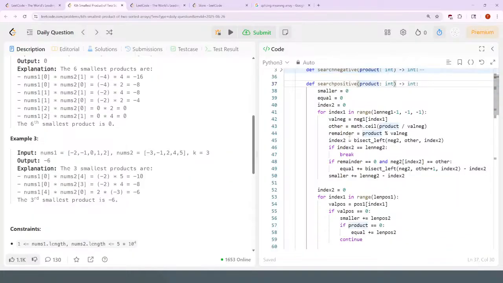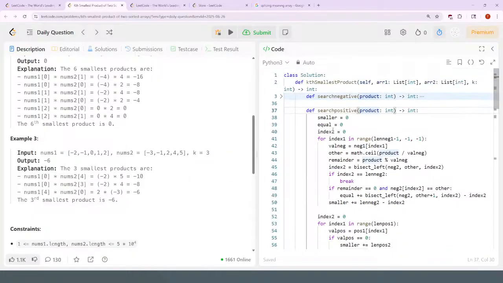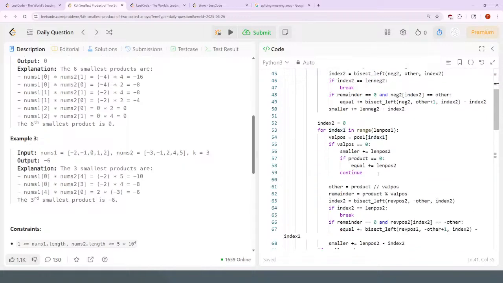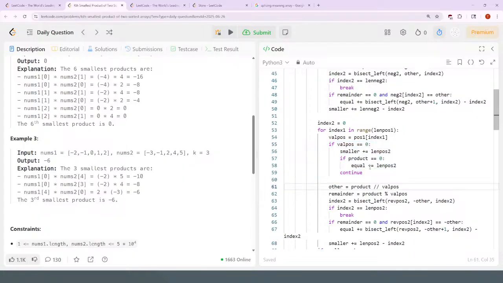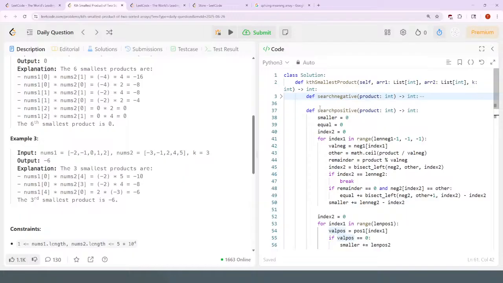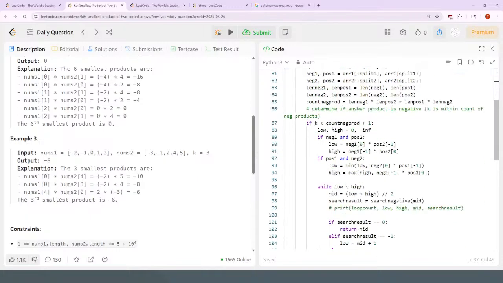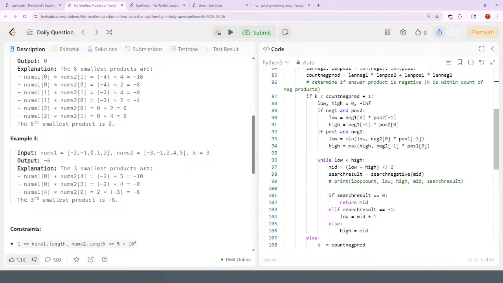Also, there are specific cases where things need to change, like iterating over these in reverse fashion, and dealing with the value that's 0 in order to avoid dividing by 0. Some of those cases only occurred specifically in search positive or search negative, so I couldn't generalize, although maybe an AI could. All right.